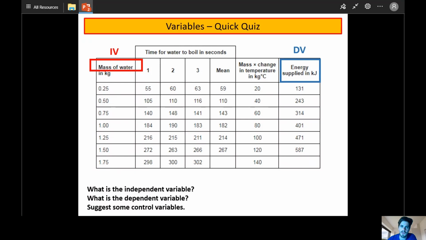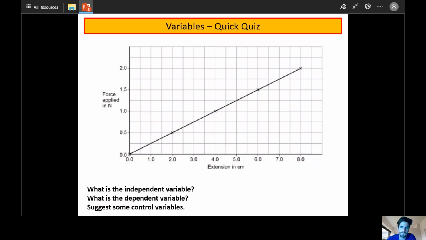But the control variable here would probably be something like the starting temperature of your water, and also the rate of energy transfer from the device. So if you're using a Bunsen burner, you need to be on the same flame or something along those lines. Take a look at this one.